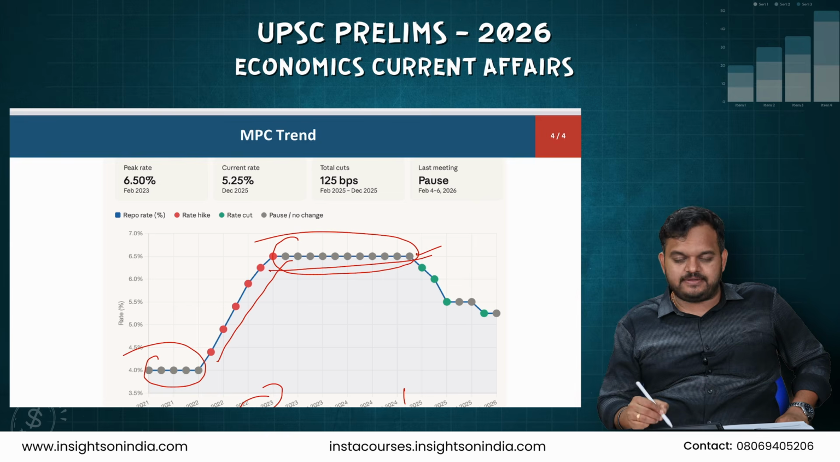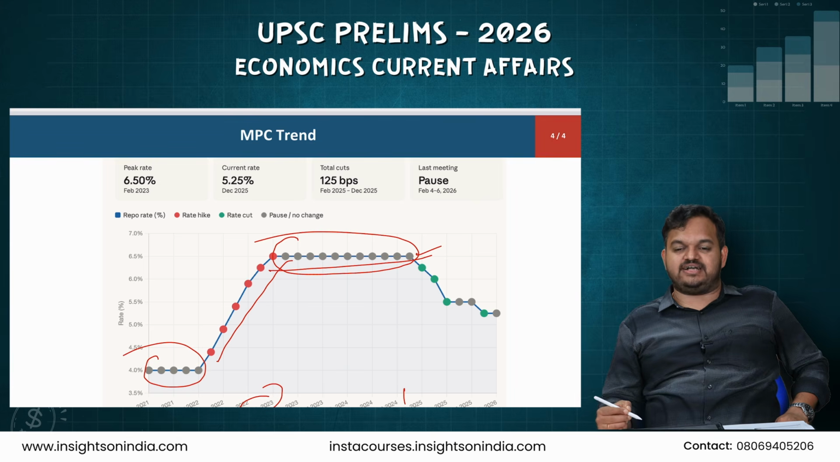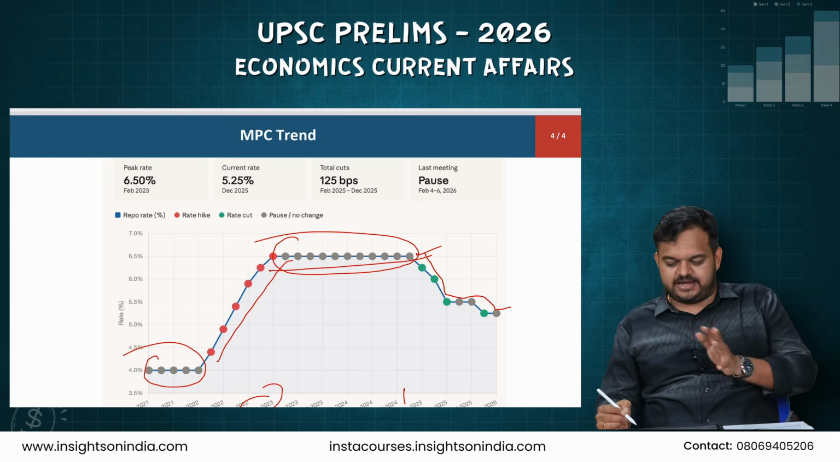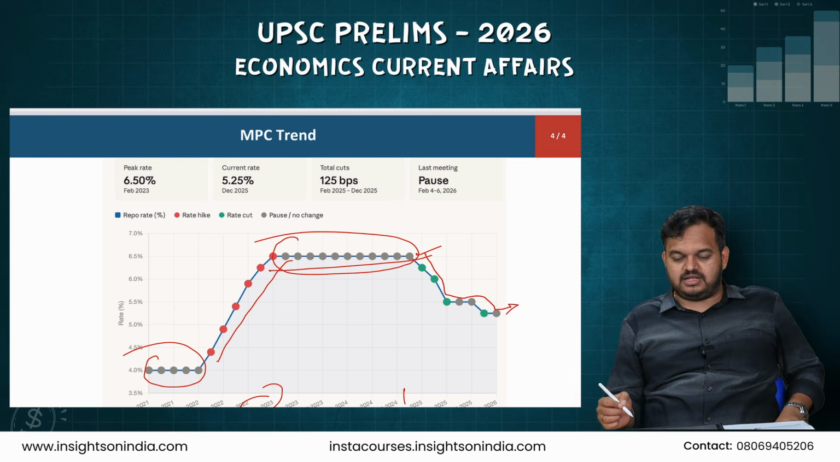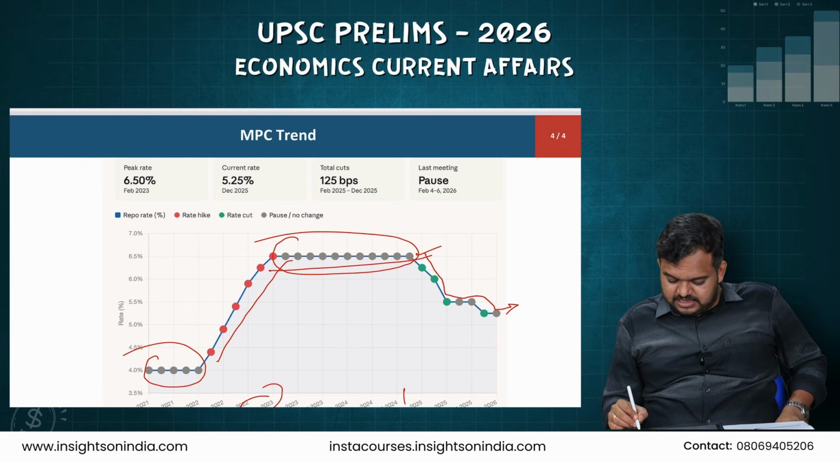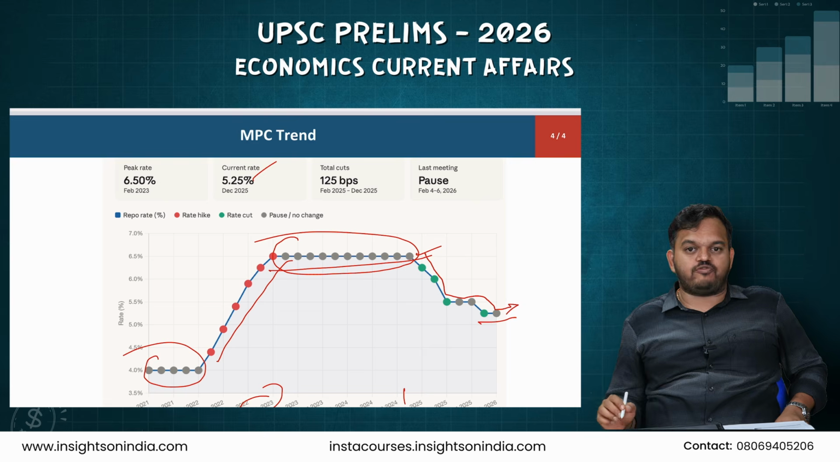This is called tightening or contractionary. After November 2024, slowly, gradually, RBI has started to accommodate. It has taken an accommodative policy stance for MPC. Right now, it is getting reduced slowly. So now the repo rate is nearly 5.25%.